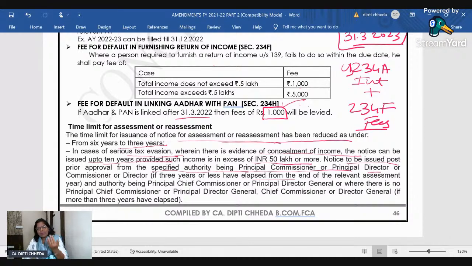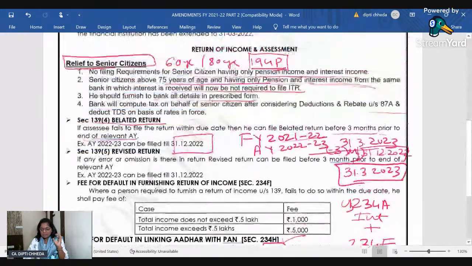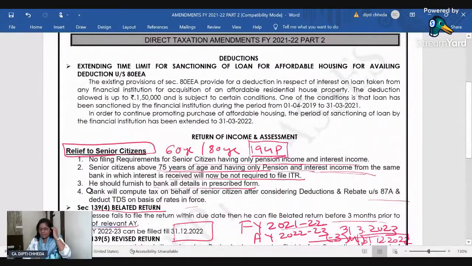I'm going to make separate video lectures for tax amendments of final. But these are not like inter amendments. These are basic amendments which are applicable to all the students. Okay, right. Okay. One small amendment is there in deductions.